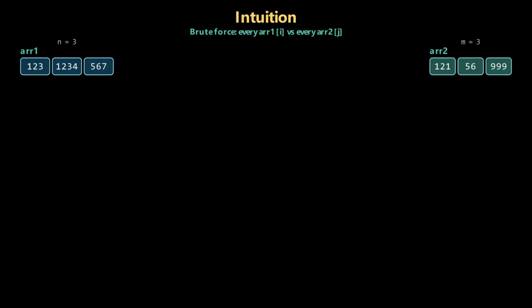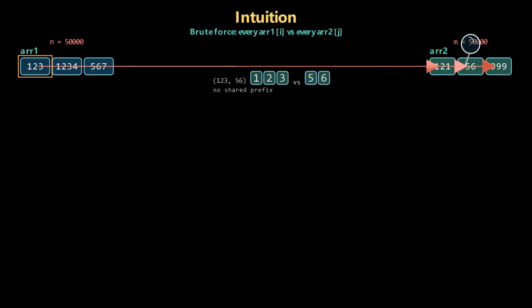You are given two arrays of positive integers, and you need to find the maximum length of a common prefix between any pair of numbers. Your immediate instinct might be a brute force approach: take every single number from array 1, match it against every single number in array 2, convert them to strings, and count the matching characters. But when both arrays grow to 50,000 elements, pair-by-pair comparison explodes into billions of operations. Your code will time out. We need a way to search for prefixes without wandering down a brute force maze.